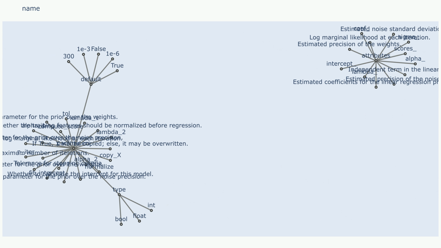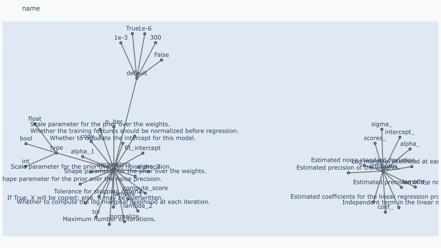Prediction. BER makes predictions by averaging over the posterior distribution of the parameters. This provides a more robust prediction than simply using the maximum likelihood estimate of the parameters. The Bayesian Ridge class in scikit-learn offers several parameters to customize its behavior.